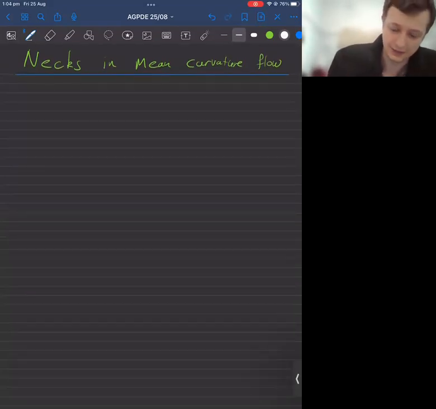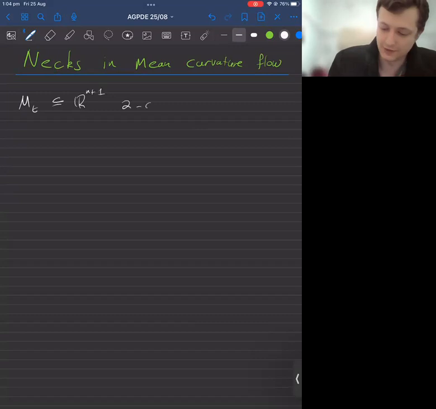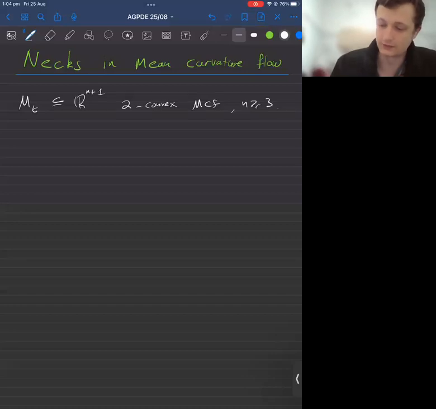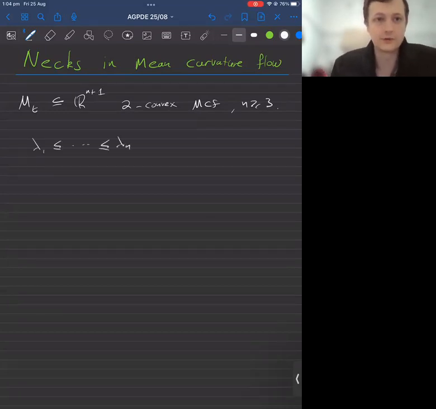But yeah, so let me outline what we're going to do today, and I'll start with what we've done so far. So let's take some mean curvature flow. Okay, let's make it 2-convex. We're sticking to n larger than or equal to 3 for the moment. And let's consider the eigenvalues of the second fundamental form. So what have we done so far?